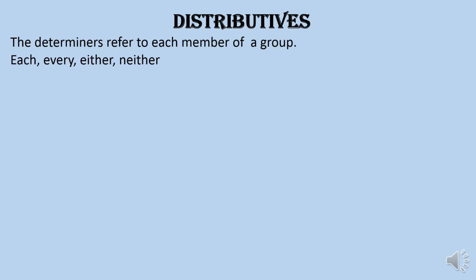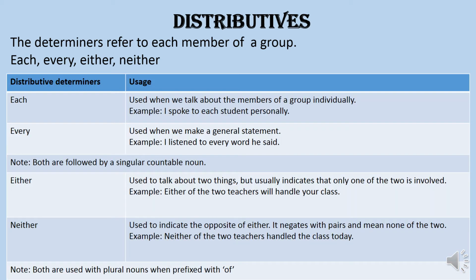The next one is distributives. These determiners refer to each member of a group, and there are 4 of them. They are each, every, either, and neither. Let's look into the usage.